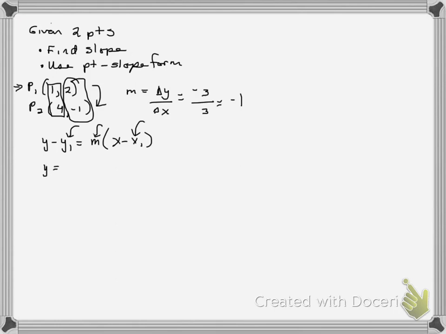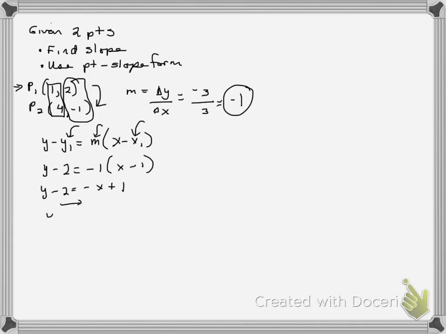Y minus 2 equals m, which is negative 1, times x minus the x value in point 1, which is 1. Now I'm going to simplify. Y minus 2 equals negative x. Negative 1 times x is negative x. Negative times negative is positive. 1 times 1 is 1.